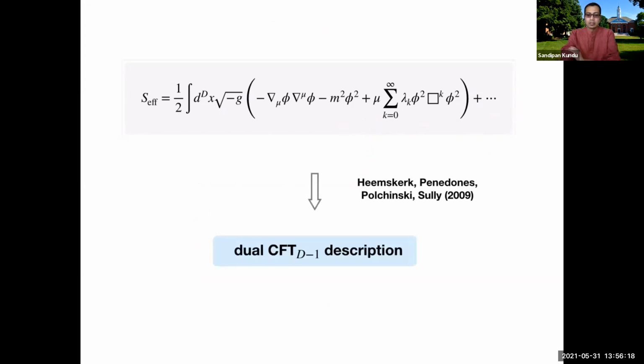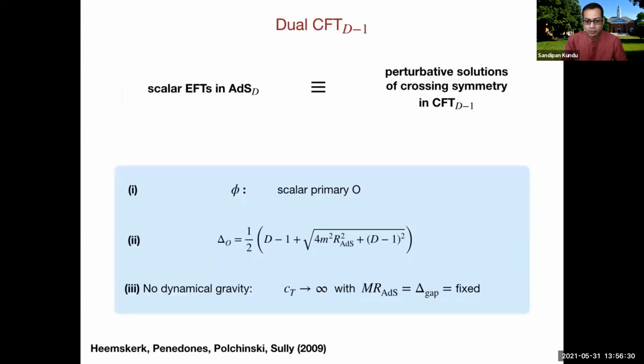So this is the setup. Then thanks to Heemskerk, Penedones, Polchinski, and Sully, we know that there is a dual CFT description in one less space-time dimension. This follows from a very nice observation that they made. There is a one-to-one correspondence between scalar effective field theories in AdS_D and perturbative solutions of crossing symmetry in CFT_{D-1}. So this is basically a scalar version of AdS/CFT from conformal bootstrap, at least at the level of 4-point correlators.